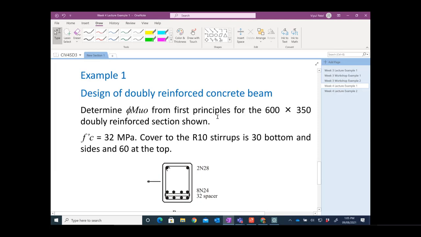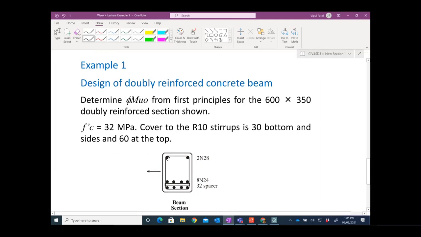So we have a total of three examples based on doubly reinforced concrete beams. We would like to find the bending capacity of these reinforced concrete beams. So this is kind of, you can say, analysis. There are two kinds, as Heather mentioned.